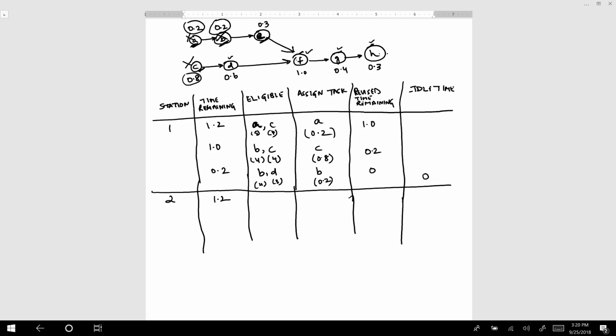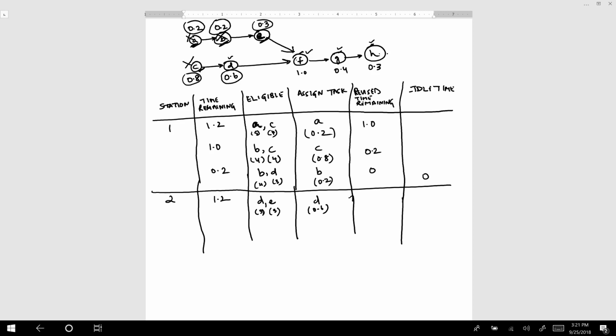So my next would be D and E. If you see, for D I have F, G, H following, for E I have F, G, H following, so both have 3 and 3. So in the case of a tie, we will use the highest processing time. The processing time of D is 0.6 and E is 0.3. So I will assign D, which has the highest processing time, which is 0.6.